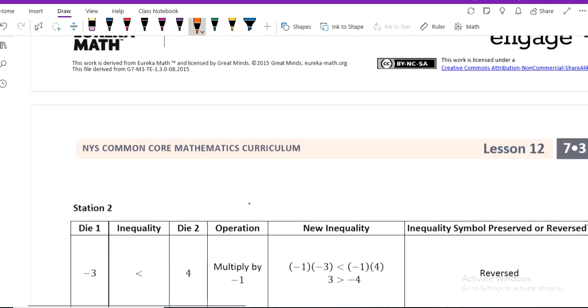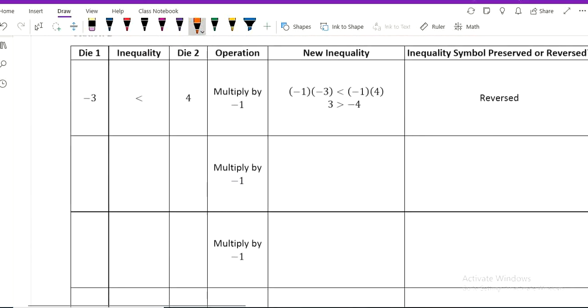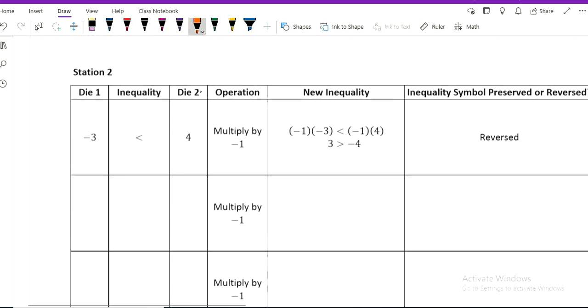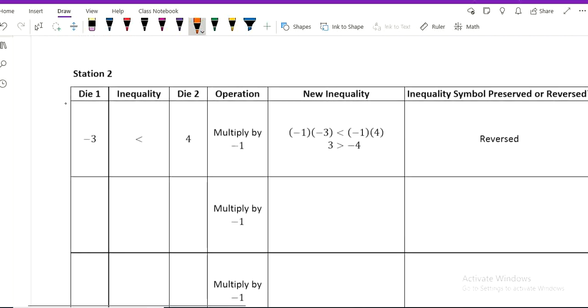Let's look at the next station down. So on to station 2. Station 2, next page over. Same kind of setup, except a little bit of difference now. So we see in the opening example, they have it as reverse.